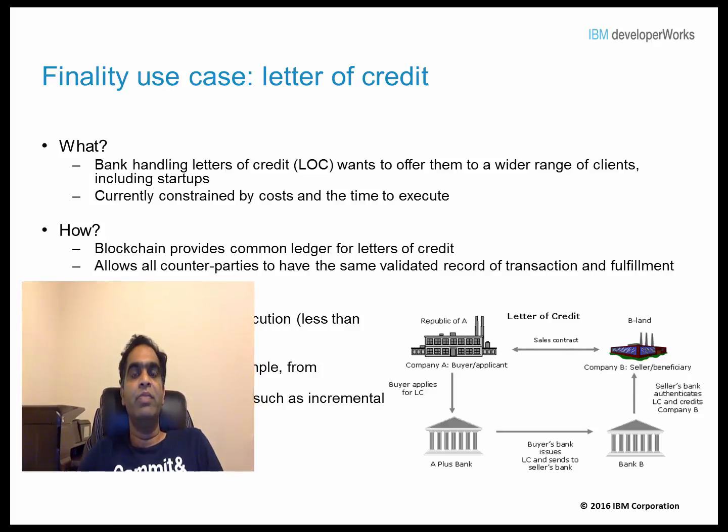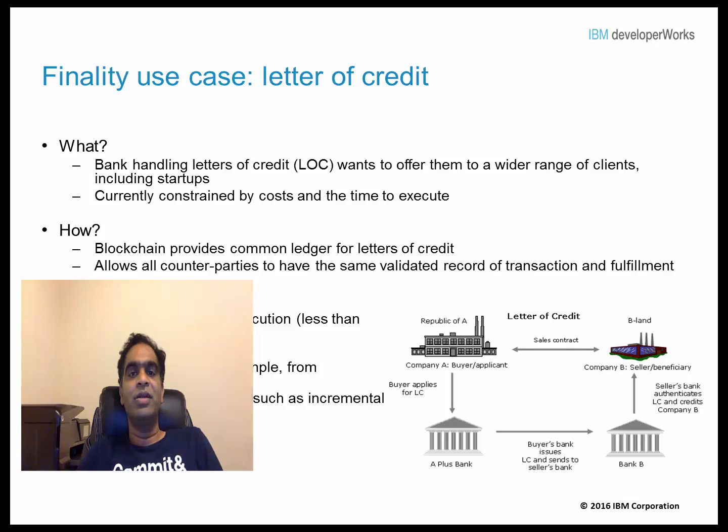Every time a buyer purchases some goods from the seller based on their sales contract, their banks need to issue a letter of credit and bill of lading to complete the funds transfer. Banks handling letters of credit want to offer them to a wide range of clients, including startups, but they're currently constrained by the costs and the time to execute. How does blockchain address this issue?